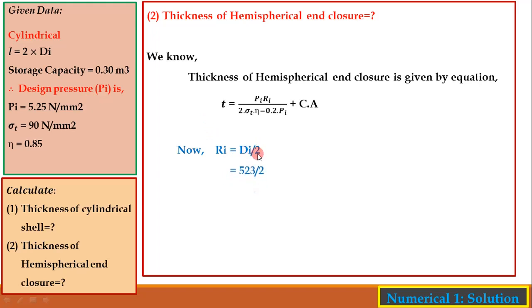We have just calculated di, so Ri is equal to di upon 2. So 523 upon 2 is equal to 261.5. Now put this Ri here. The remaining parameters are already known to us, so by putting all these values we get the thickness of the hemispherical end closure as 11.03 mm. So this is the second and last answer of problem number 1. With this answer, our first problem is completed.